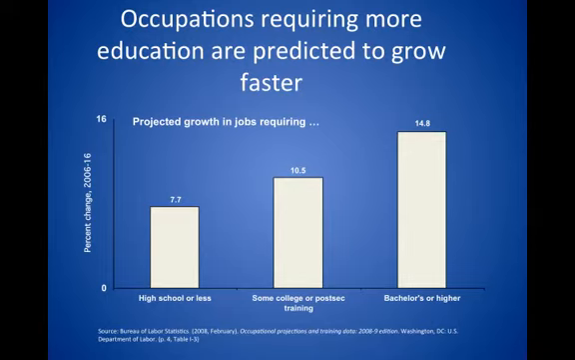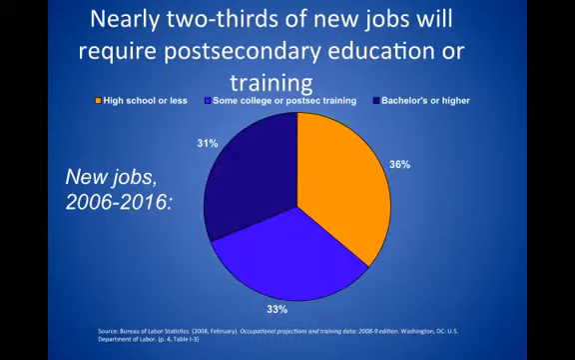We're also seeing that occupations are requiring more education. So there's a greater growth in positions in which you are required to have a bachelor's degree at least or higher. And this is a percent of change by 2016. We also are predicting that by 2016, 2/3 of all new jobs will require post-secondary education or training.